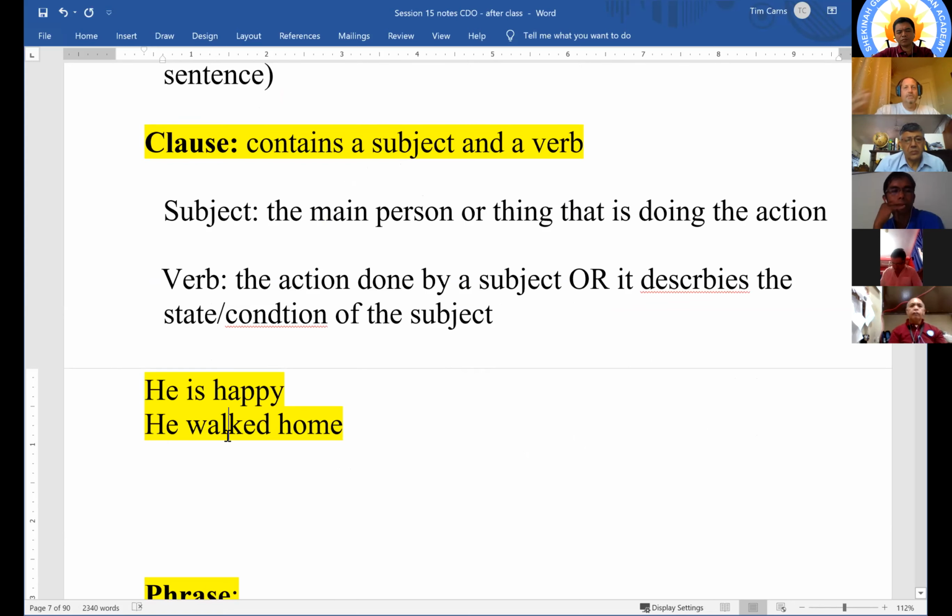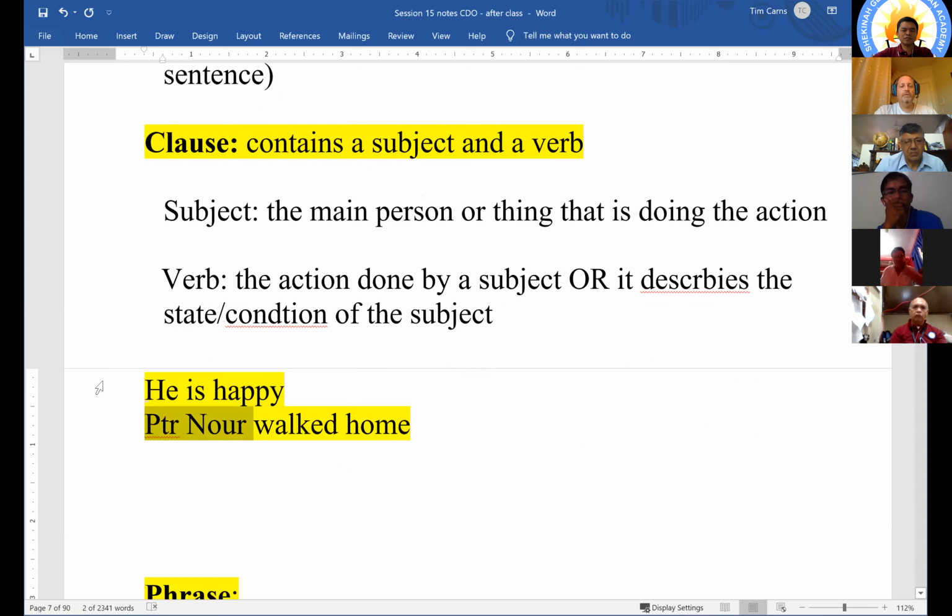Walked. Okay, he's doing something. What is the subject? He. He is doing, or we could just say this. Let's be more specific. Pastor Noor walked home. All right? So the verb, the action, is walked. Pastor Noor is the subject, the one who did the action.